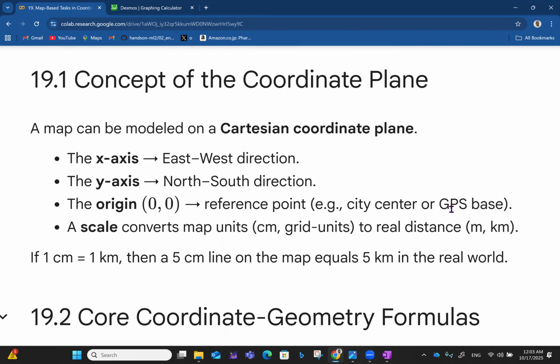A scale converts map units like cm, grid units, to real distance like meters and kilometers. For instance, if 1 cm is equal to 1 kilometer, then that means that a 5 cm line on the map is the same thing as 5 kilometers in the real world. Because a map is like a model of reality.